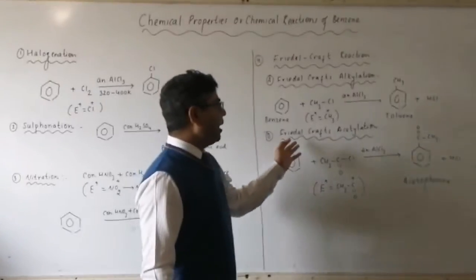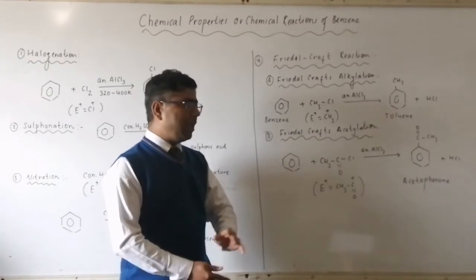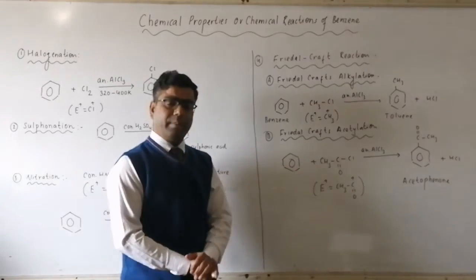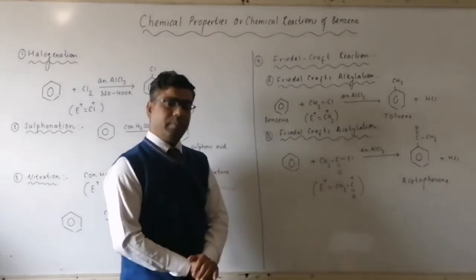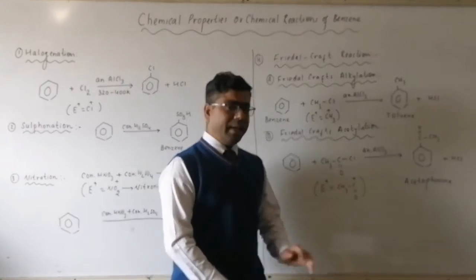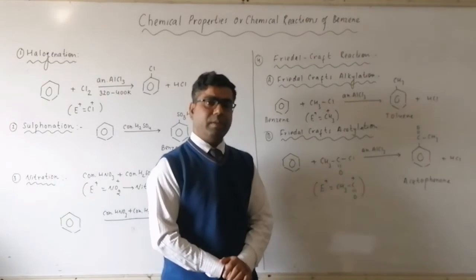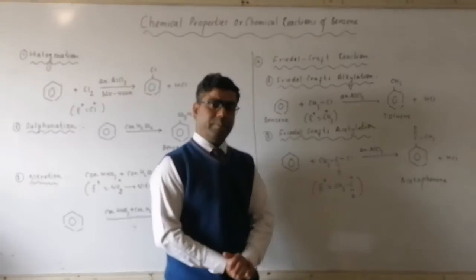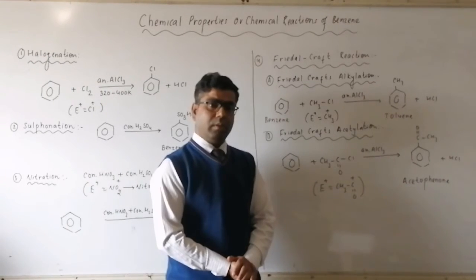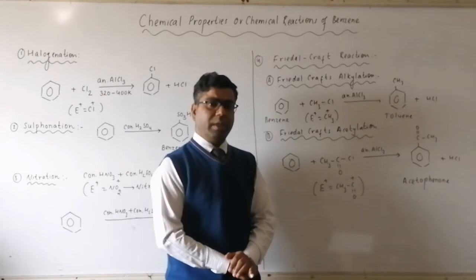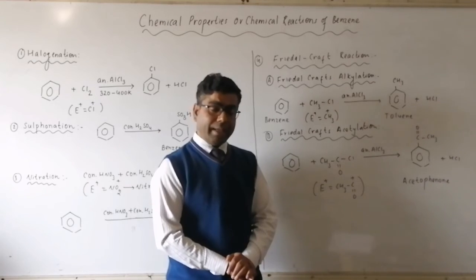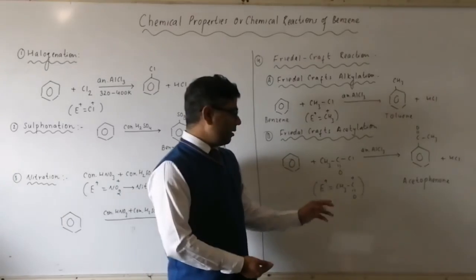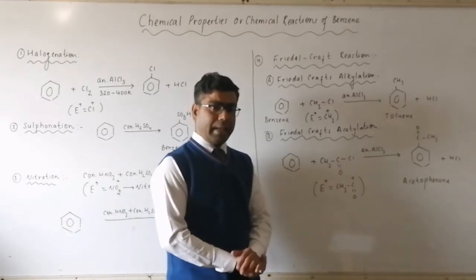Then we have one more type in Friedel-Crafts, that is Friedel-Crafts acetylation. We'll add an acetyl group to the benzene ring. So benzene is made to react with acetyl chloride in the presence of anhydrous AlCl3, and again heterolytic cleavage takes place between carbon and chlorine. So Cl will be removed in the form of Cl minus, as a result of which positive charge will be developed over carbon. So here the generated electrophile is acetyl carbocation.